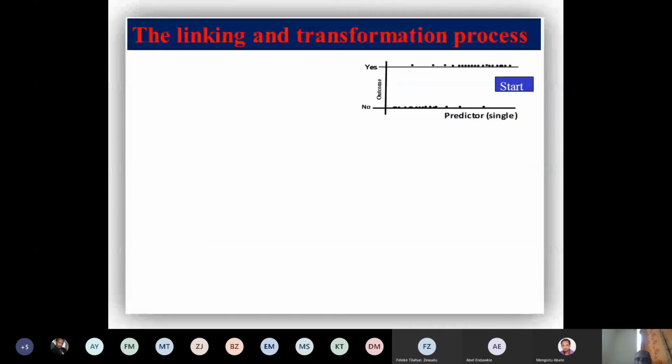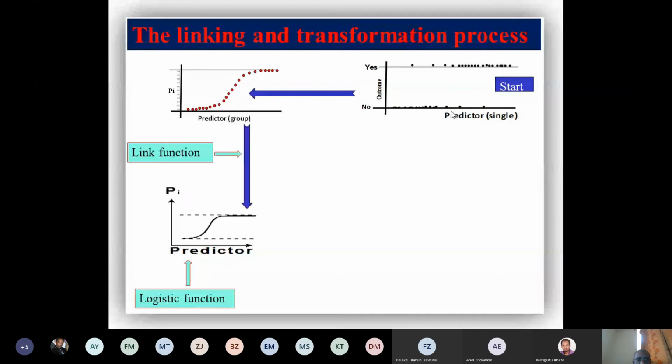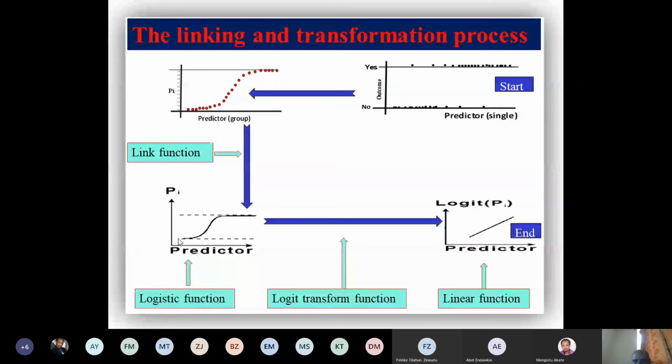So let us summarize what we did. Initially, we have a binary outcome, either yes or no. Then we have this S-shaped curve. Then we transformed this S-shaped curve, meaning we have got a link function that best fits such a shaped curve, and that function is called the logistic function. That's the first step, and the second step is to transform this S-shaped curve into a straight line.